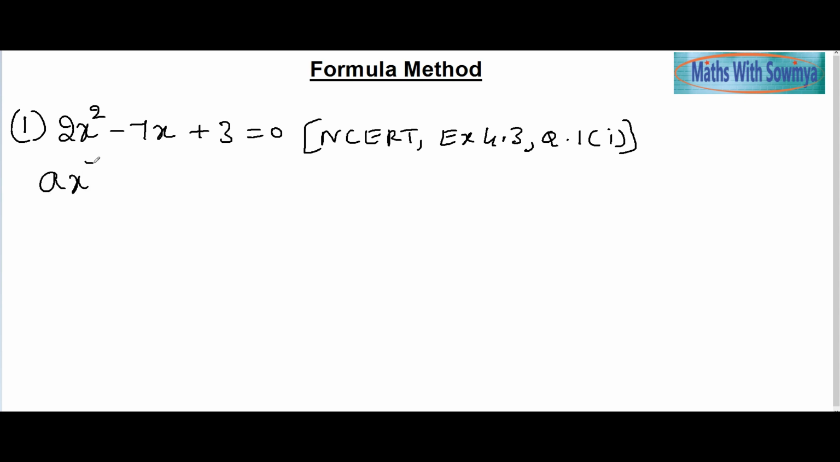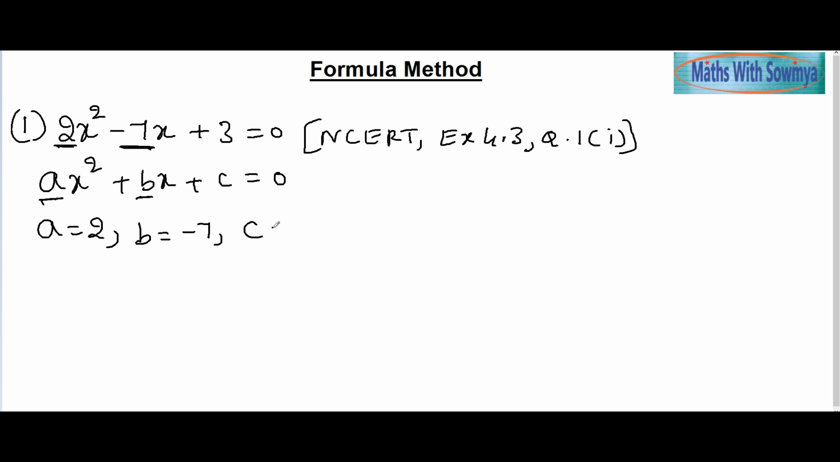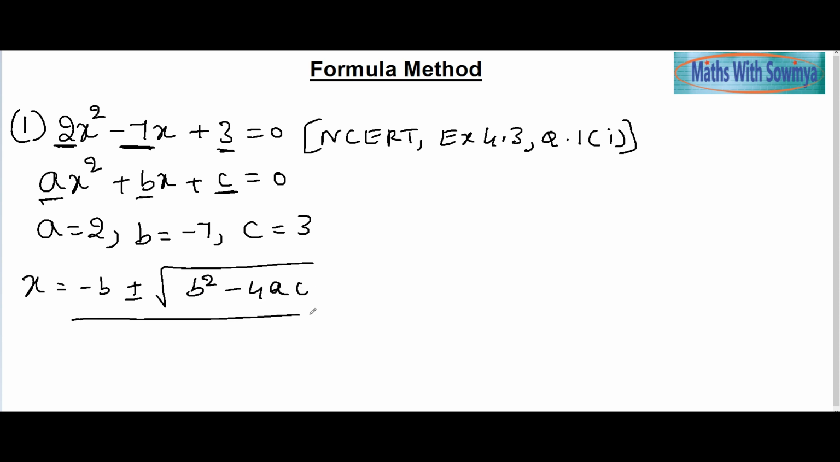So, this is of the form ax square plus bx plus c equal to 0. So, what is a here? a is 2, the coefficient of x square, b is the coefficient of x, minus 7, and c is nothing but the constant. Write the formula here. Formula always carries marks. b square minus 4ac, whole divided by 2a.